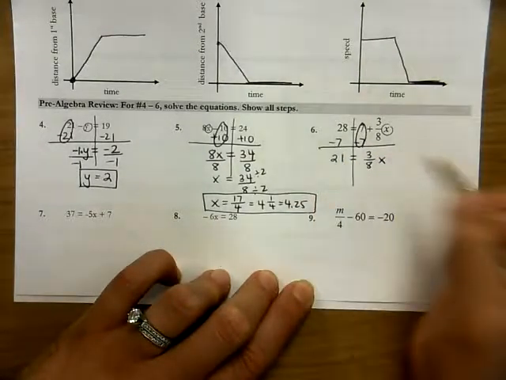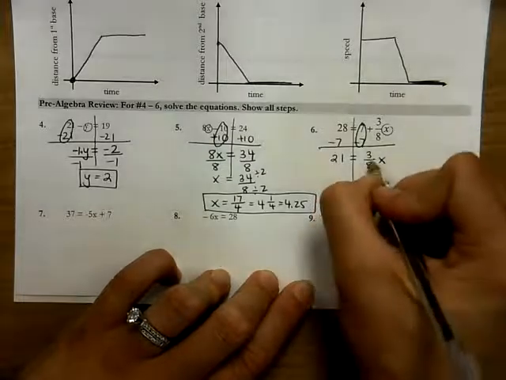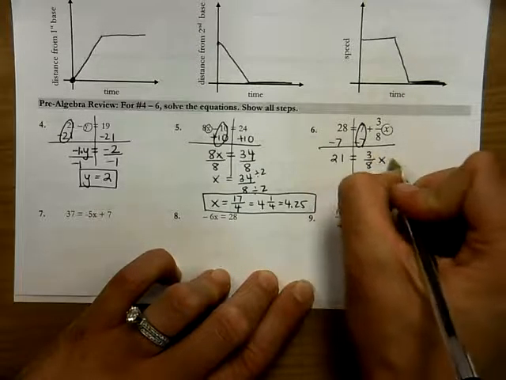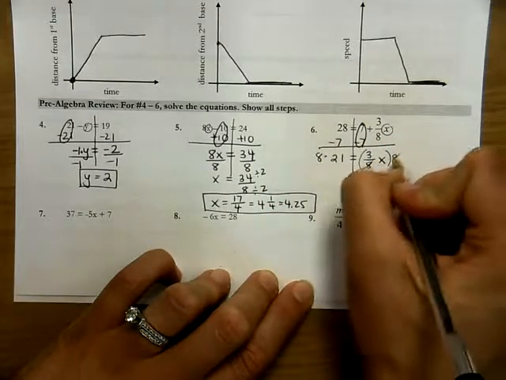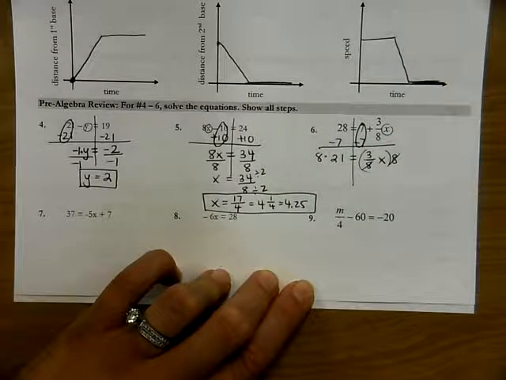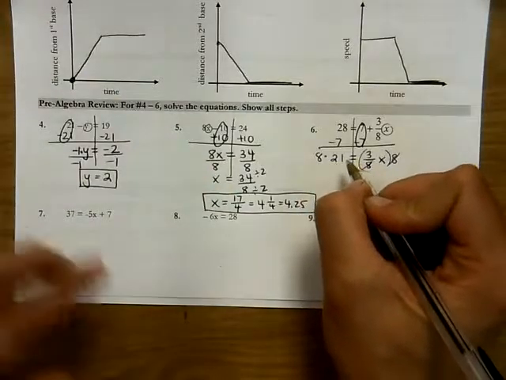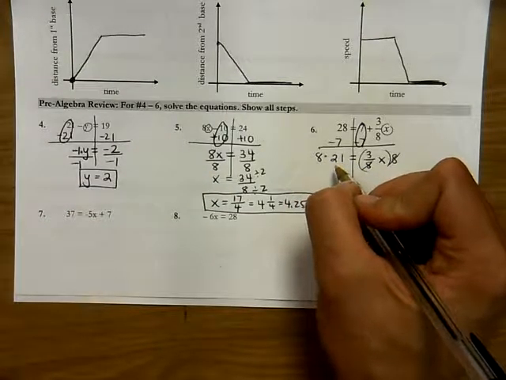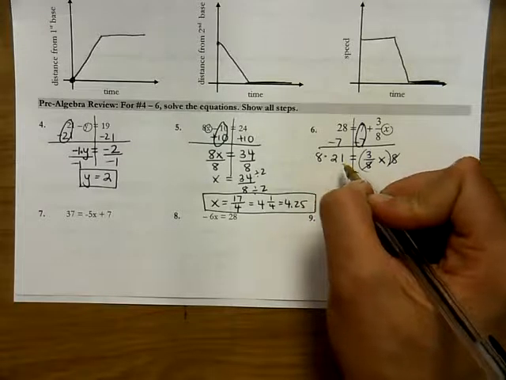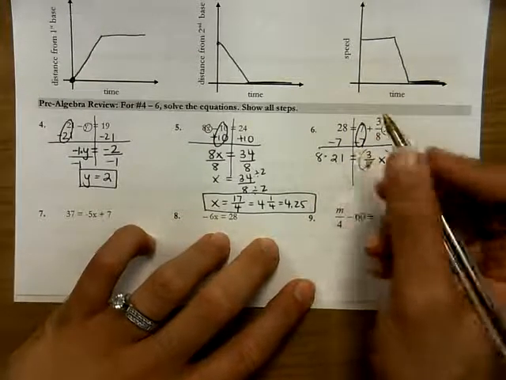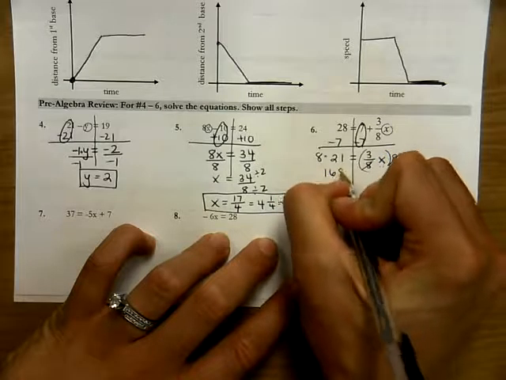I could multiply by the reciprocal on both sides, or I could say, well, if I'm dividing by 8, I could multiply both sides by 8, and that will undo the dividing by 8. So now 8 times 21, well, 8 times 20 would be 160. 8 times 1 is 8. So 160 plus 8 is 168.